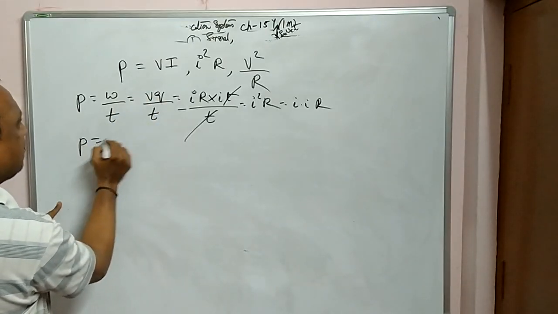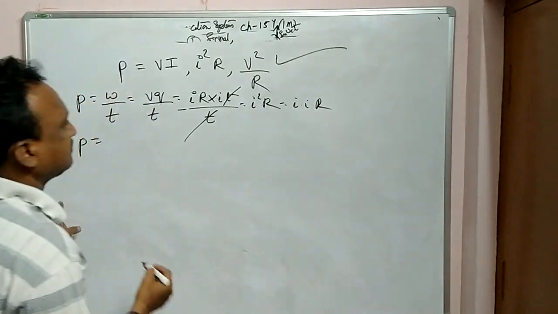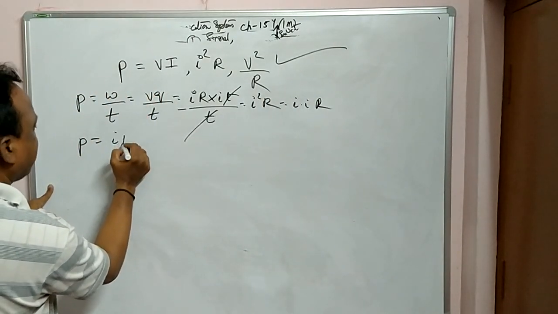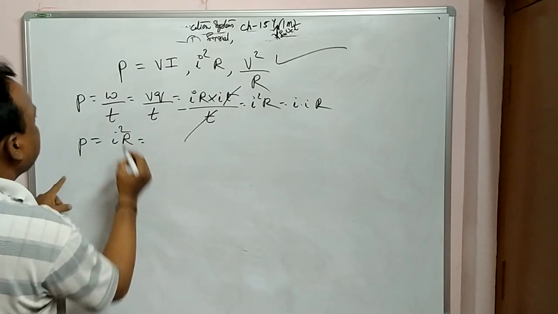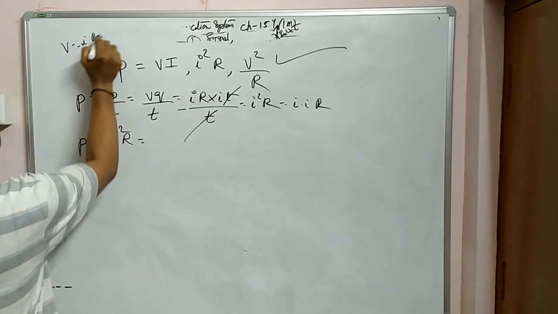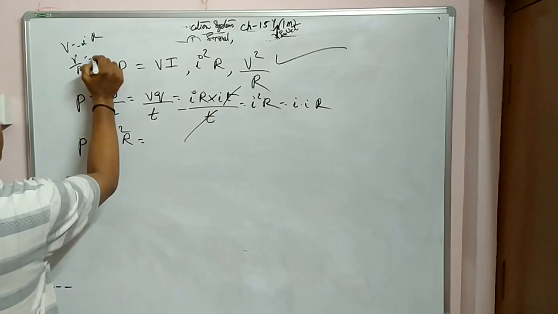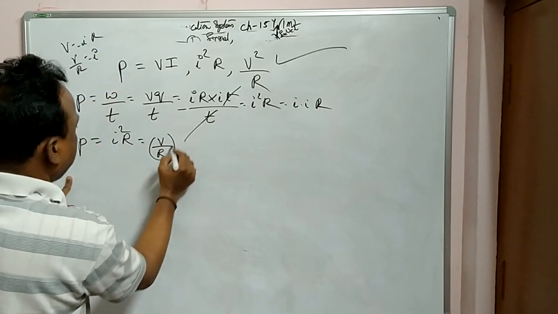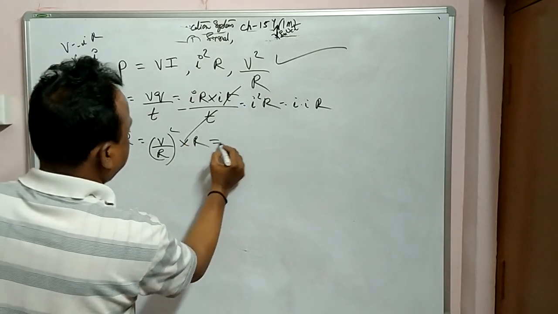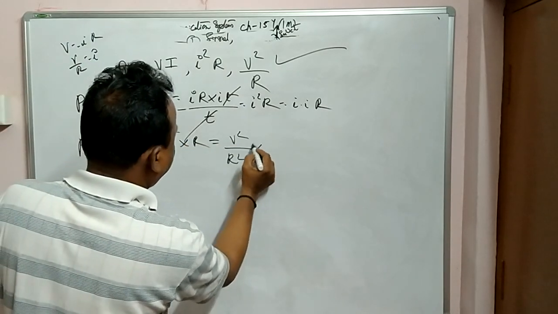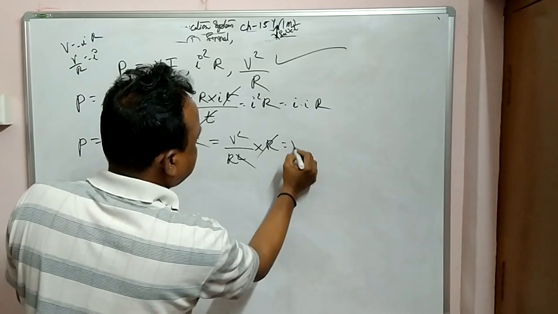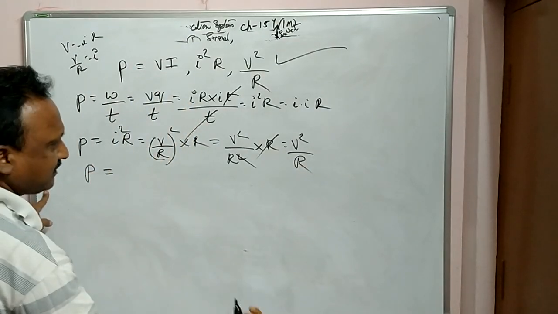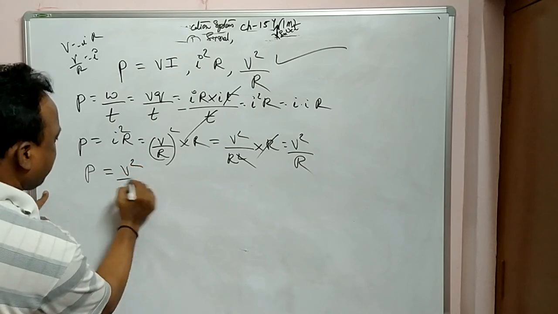P is equal to V square by R, because the same formula you can again change. The I square R you can change it. V is equal to IR, so I is V by R. Put it here: V by R whole square into R, that is equal to V square by R square into R, that is V square by R. So power is given by, in this formula, V whole square by R.